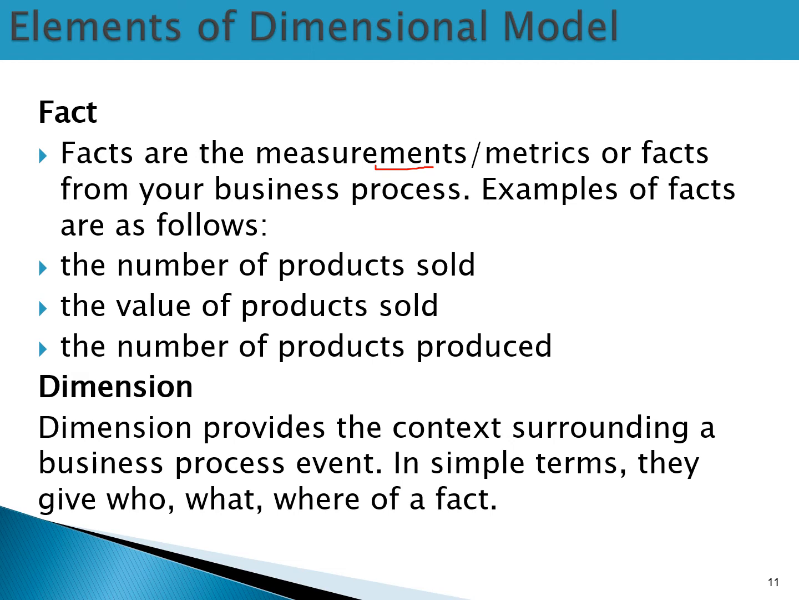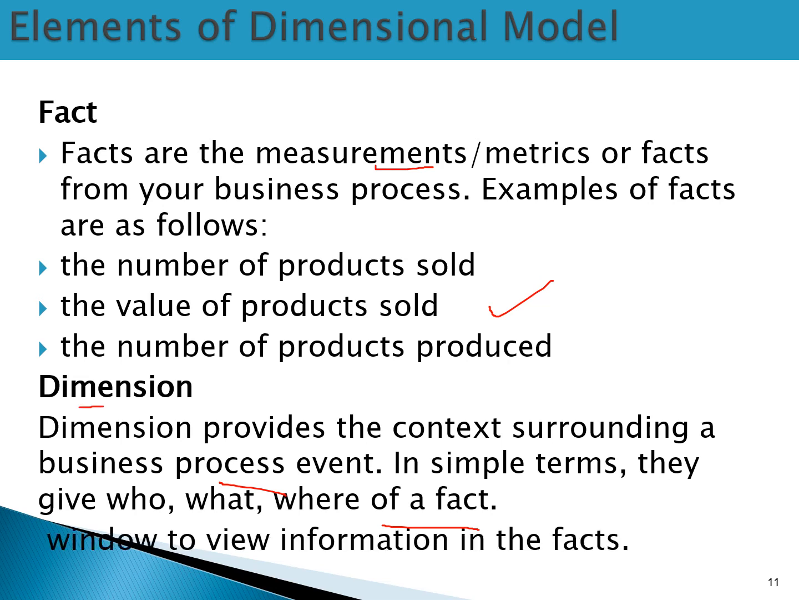Dimensions provide the context surrounding a business process event. In simpler terms, they give the who, what, and where of a fact. Basically, through dimensions, you get the meaning of the fact. Without dimensions, the facts are meaningless. So dimensions are a window to read the facts. Basically dimensions are the hierarchical attributes, a window to view information in the facts.